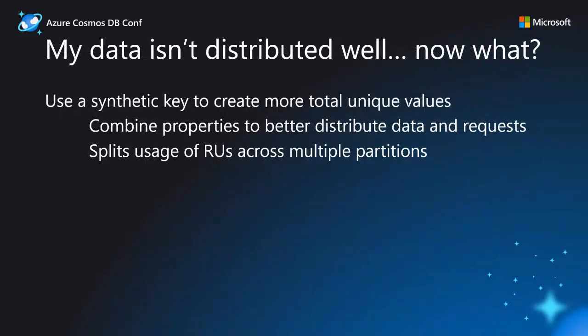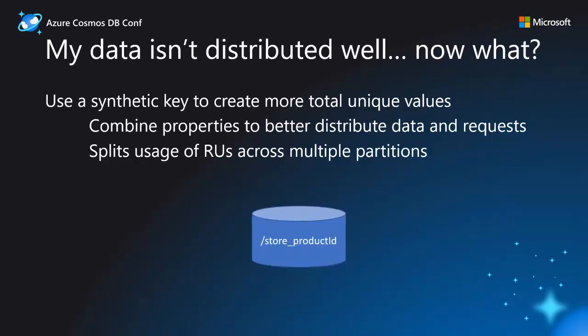You can actually create a synthetic key, and this will create more total unique values. This is done by combining 2 properties together that will better distribute your data and your requests, and thus will split your usage of RUs across more partitions. So you're going to get that better spread. You can actually use all of the RUs that you provisioned. So what does this look like?